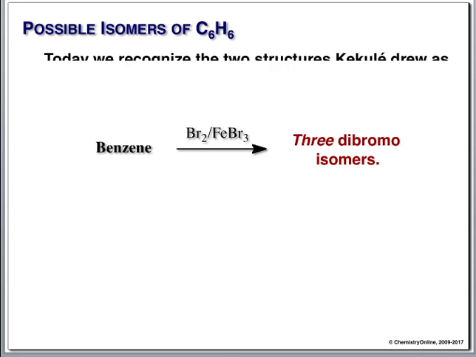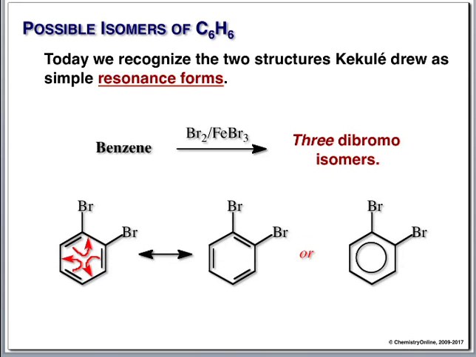In fact, we have resonance forms between these two, and we tend to show that using a circle in the middle to indicate that the electrons are totally distributed among all these carbons.